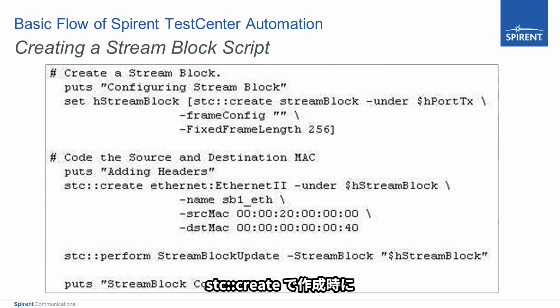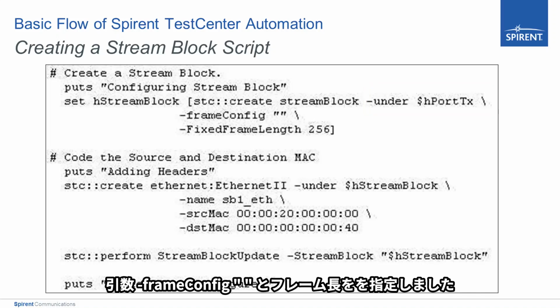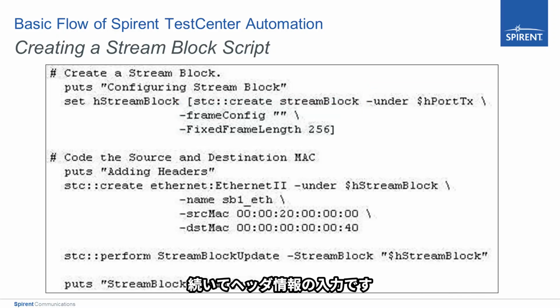You'll notice here we're specifying a puts command that's going to display that we're configuring a stream block. Then we're going to create the stream block. We are going to return the value, the handle, and store it in hStreamBlock for further use. You'll notice we are creating it under the transmit port. And you'll notice that we have the -frameConfig, and we're also specifying the fixed frame length of 256.